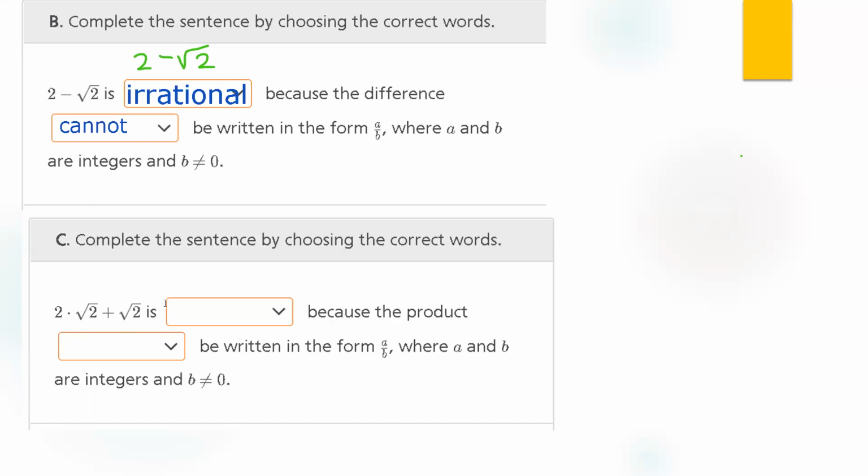Now look at C. Add them together. What will the answer be? 2 square root of 2. So it is still irrational. So adding two irrational numbers, the answer will be irrational, because the result cannot be written in the form of a over b.